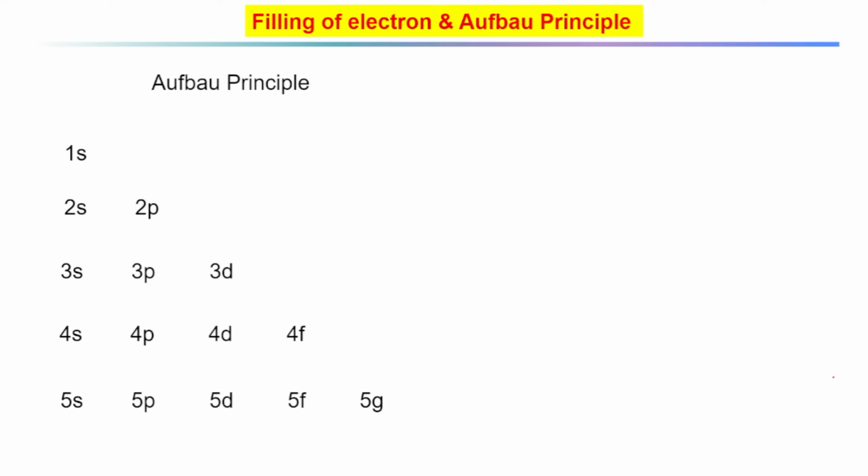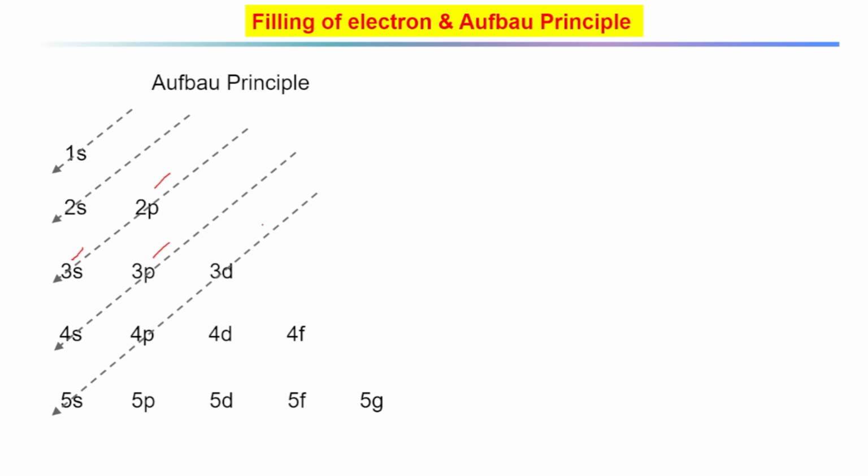Now when we are filling electrons, first we fill 1s, next we fill 2s, next we fill 2p and then 3s. So we are coming actually from this end. First we fill this and then we fill this. Then we fill 3p. And after filling 3p, you cannot simply fill 3d. You have to go to 4s. And now after filling 4s, you cannot simply fill 4p.